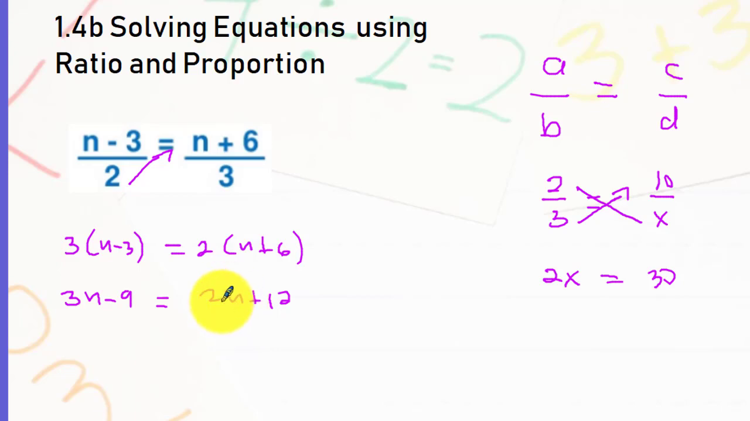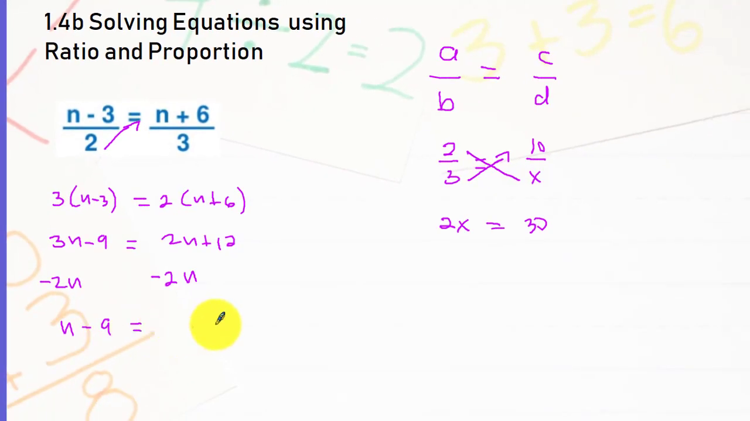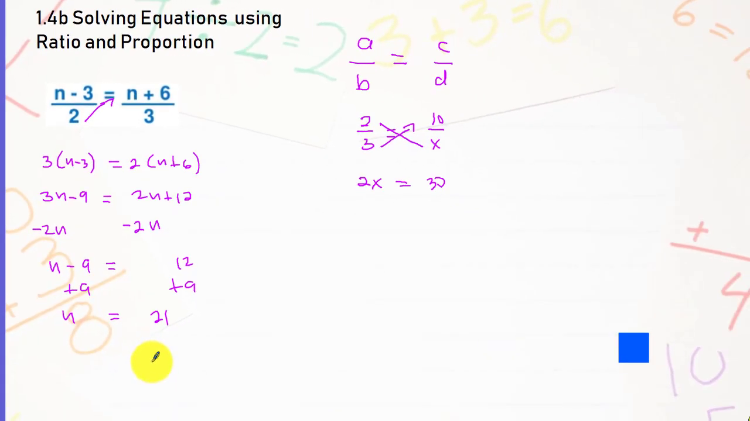I'm going to get rid of 2n. So using your subtraction property, I'll get n minus 9 equals 12. And then addition property to both sides, I'll get n equals 21. And the answer for this is n equals 21.